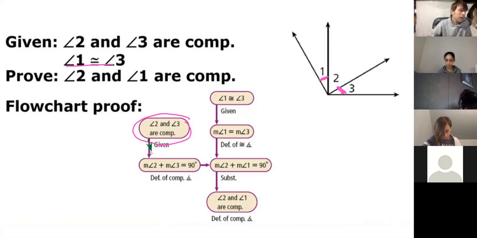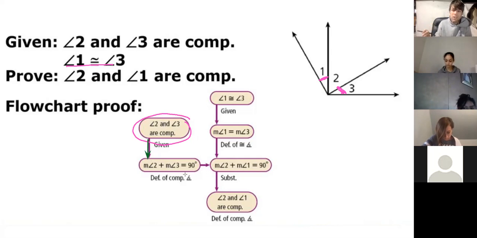Whereas a flowchart proof has these arrows. It shows me exactly what statement I used previously to make this new statement. So when we have this given information that angle 2 and angle 3 are complementary, I can see that that is directly related by this arrow to this equation, that angle 2, the measure of angle 2 plus the measure of angle 3 is equal to 90. And this is the power and the usefulness of a flowchart proof.